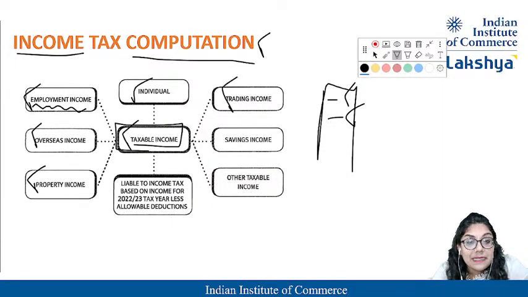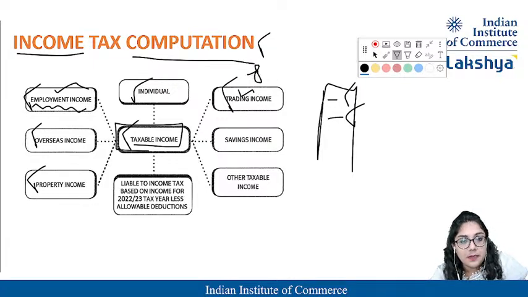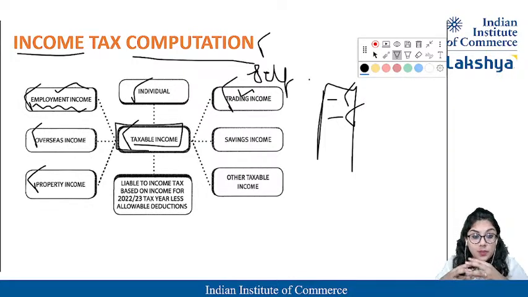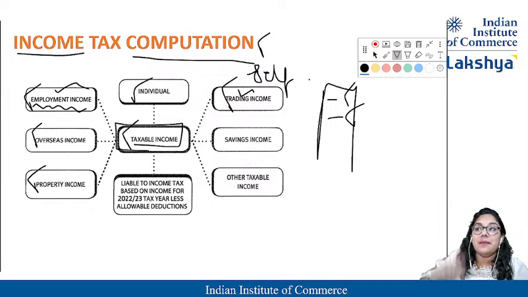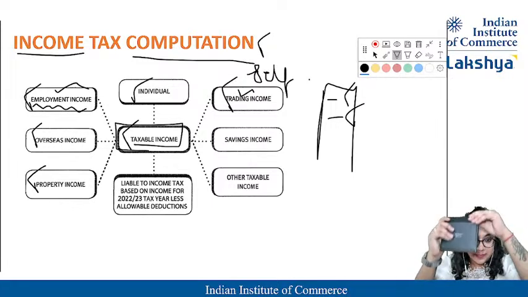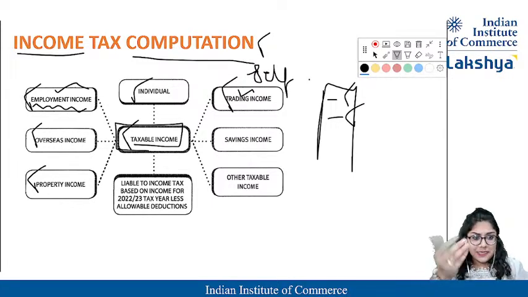Then we have trading income. Guys, what is the difference between employment income and trading income? Trading income means self-employed. What is self-employed? When we understand the word trading, most of the time it is written self-employed. That means you are not working for someone else. You are self-employed. It means I am in the trading business. For example, I trade in calculators. I purchase calculators, I sell calculators. I trade in laptops. I purchase, I sell.